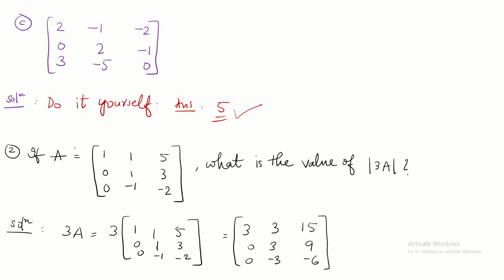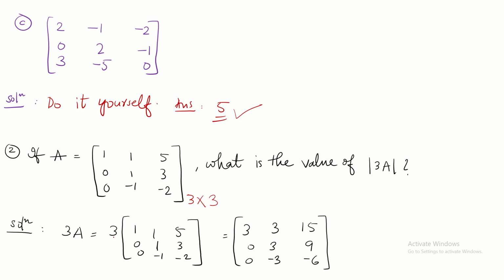And the next question, I'm having a matrix A equal to matrix 1, 1, 5, 0, 1, 3, 0, minus 1, minus 2. What is the value of determinant of 3A? Here, the determinant of A is not what is asked. You have to find the determinant of 3 into A. So first you have to multiply the matrix with 3. After multiplying the matrix with 3, you have to find the determinant value. Here it is a 3 by 3 matrix, so you should use the formula for a 3 by 3 matrix.